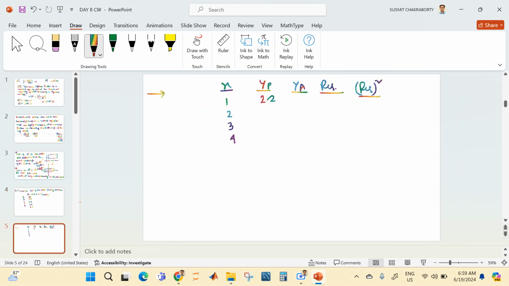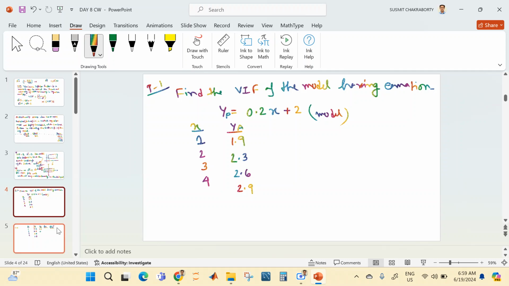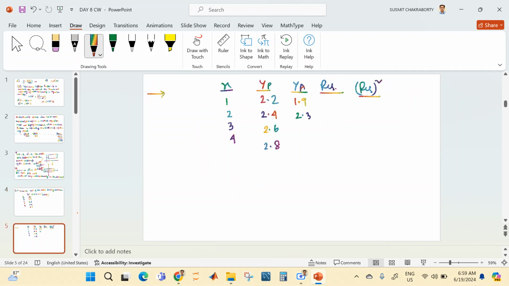If I put 2, then it will be 2.4. If I put 3, then it is 2.6. If it is 4, then it is 2.8. And the actual values are 1.9, 2.3, 2.6, 2.9.